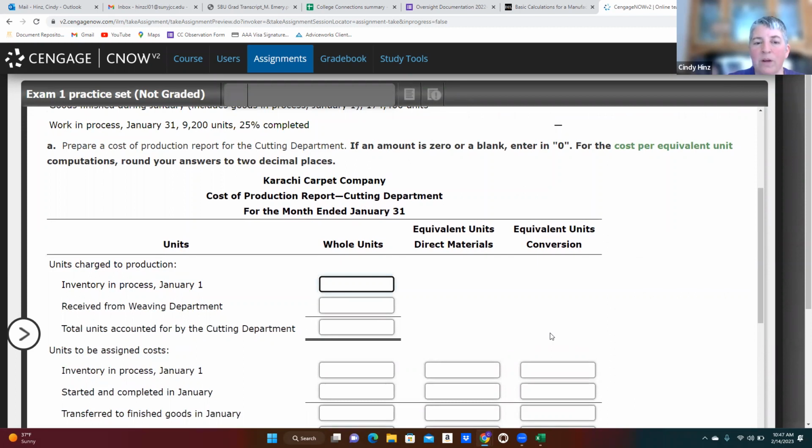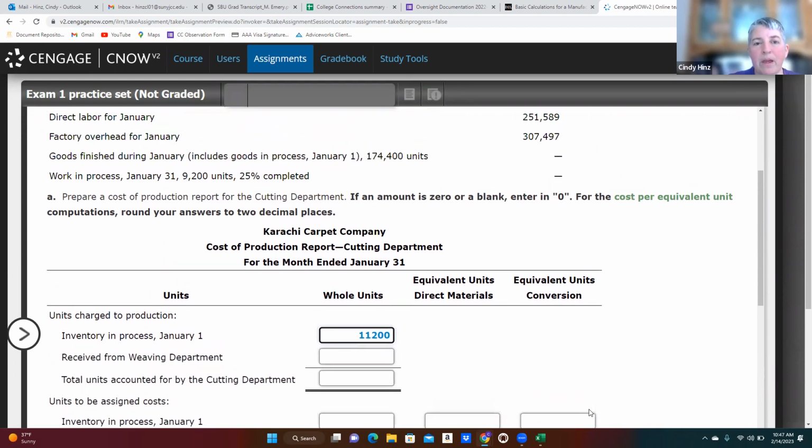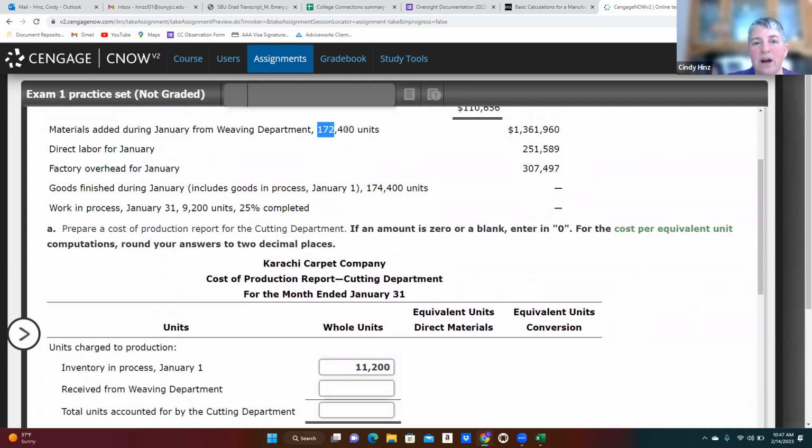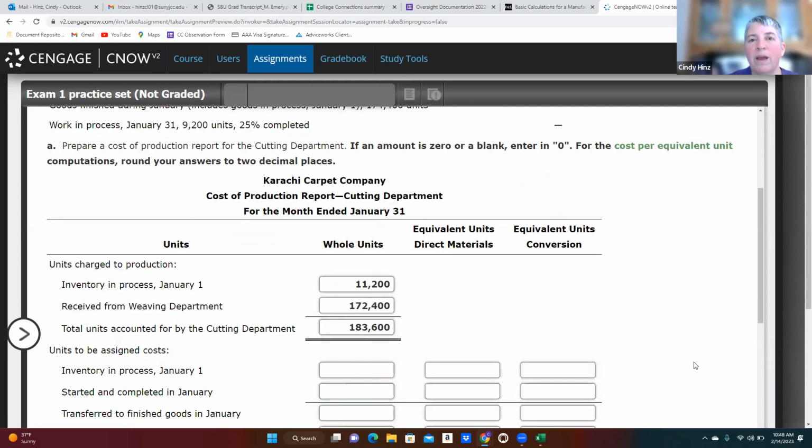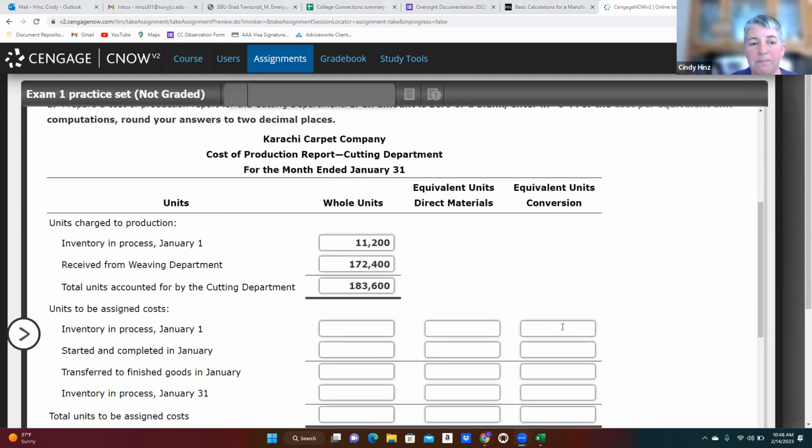Our beginning work in process in my numbers was 11,200. And the units that we started this period was 172,400. So our job then is to account for where those units are now. So that's 183,600 units. And we have to determine where they are at the end of the period, at the end of the month. So as I said, the first thing we do is finish up that beginning inventory.